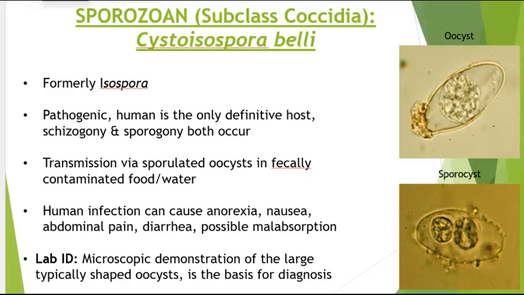For the lab, you usually have microscopic demonstration of large, typically shaped oocysts, and you can see what that looks like over here in the top right hand corner. Also, you can see what the sporocyst looks like down here, and you can see the 2 spores in Cystoisospora down here in the bottom right hand corner.